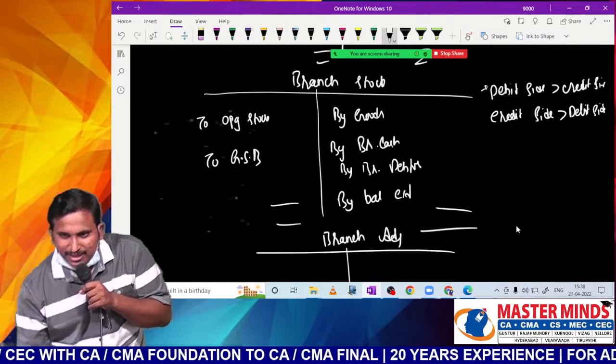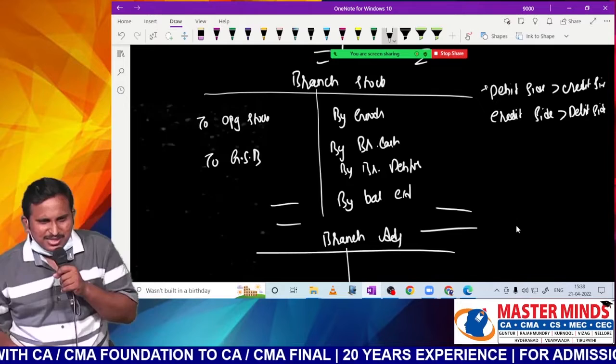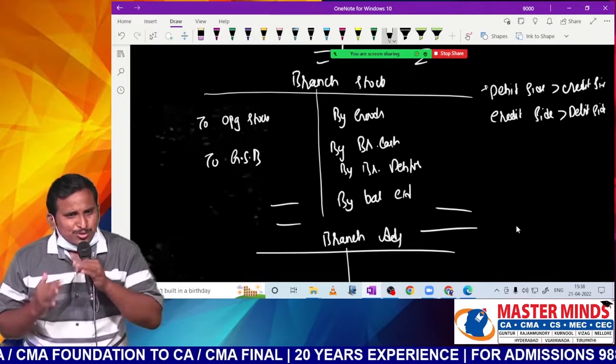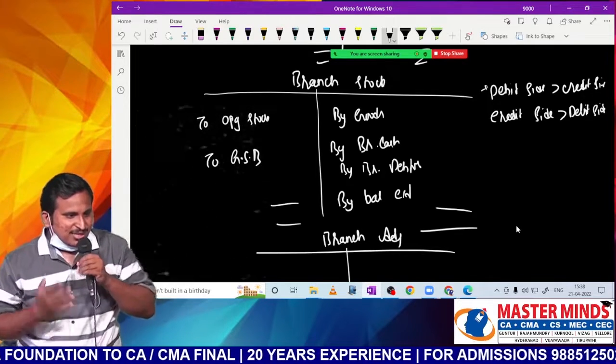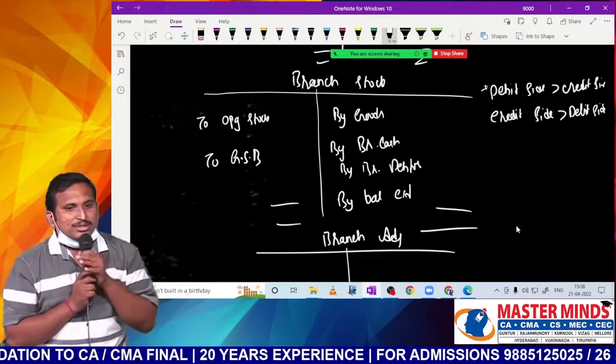Debit side greater than credit side, or credit side greater than debit side. Third one we need not discuss. Third one is both are equal. In that case, no discussion, sir. It is a stock control account. Sir, are you getting the point?